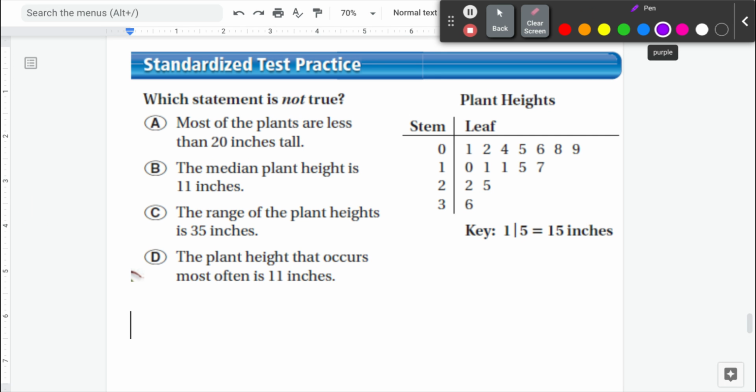When looking at this one, I would personally say that A would be the not true statement. When I look here, the value 20 is right here. While we do have a good majority, it's not all of them. We do have a couple values here.